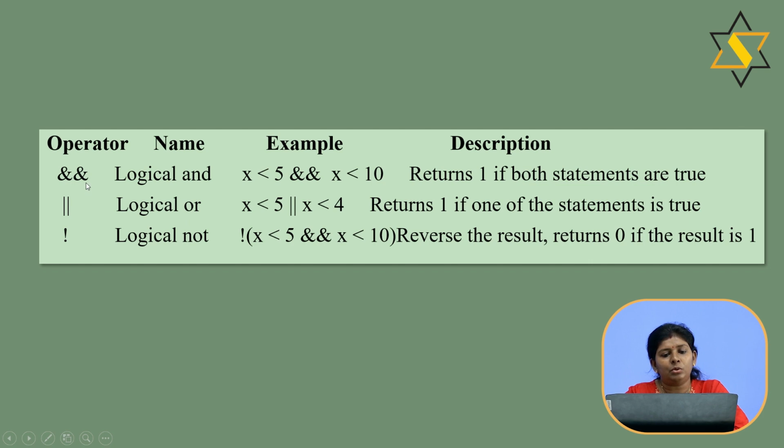While we are using it in our program, and means what? If I want a equal to 10, and I want b equal to 20, I want both, right? So at that time the description is written: 1 if both statements are true.